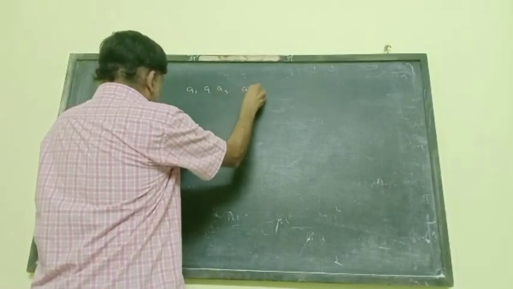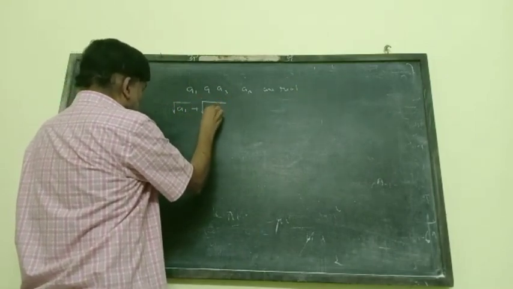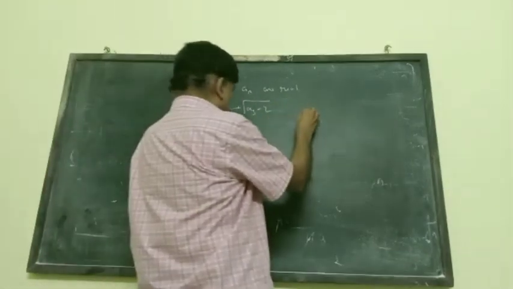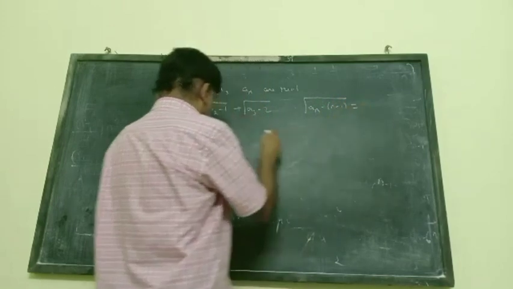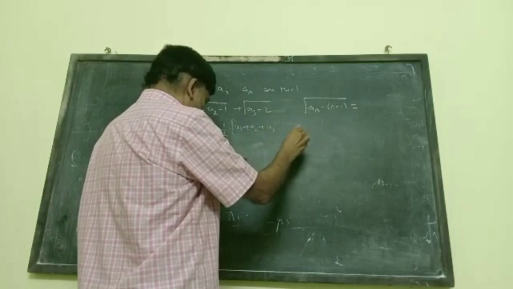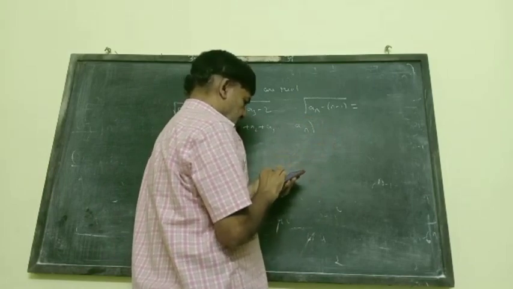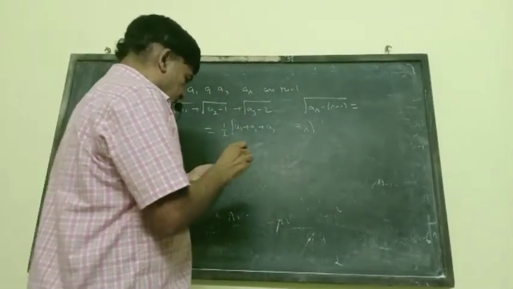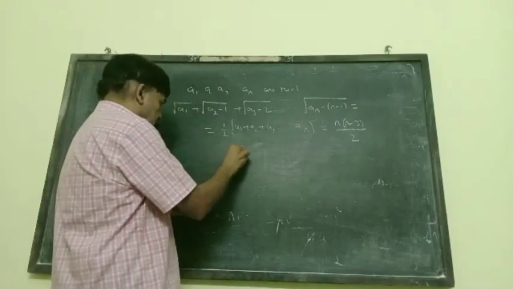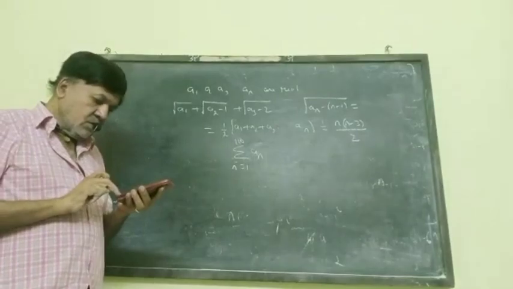A1, A2, A3, ..., AN are real numbers. Root A1, root of A2 minus 1, plus root of A3 minus 2, ..., root of AN minus of N minus 1 is equal to 1 by 2 into (A1 plus A2 plus A3 up to AN), this is also equal to N into N minus 3 by 2. Then find sigma I equals 1 to 100 AI.